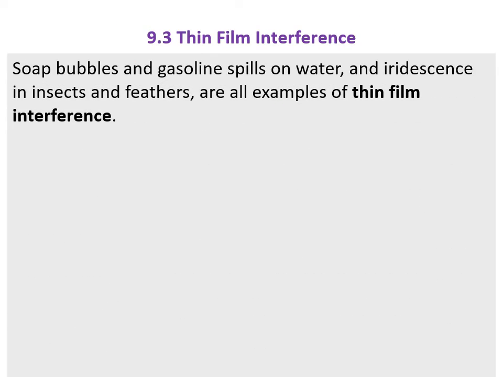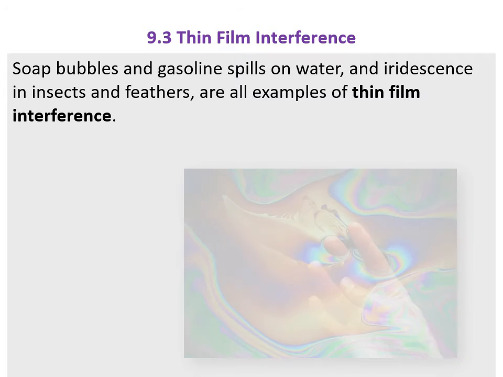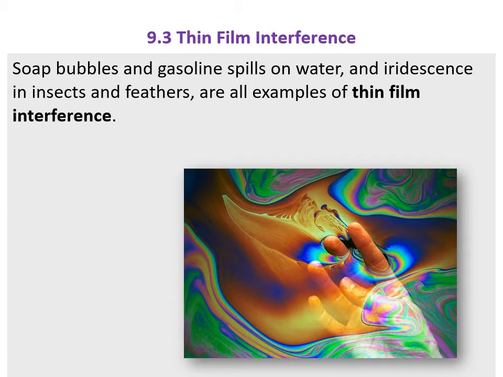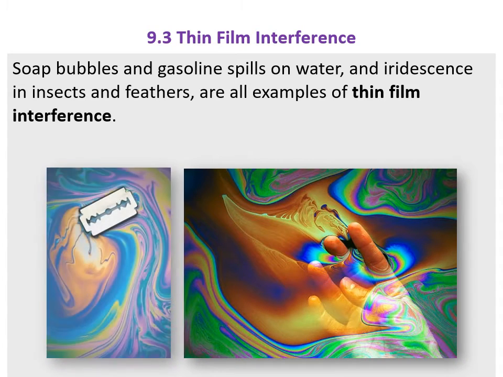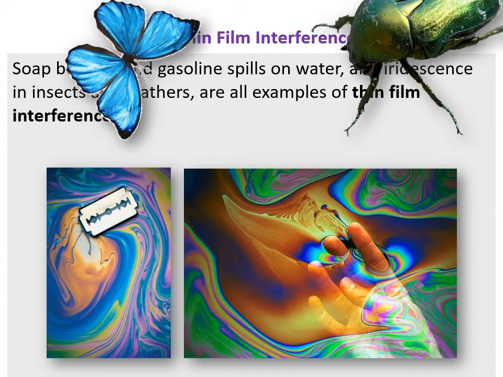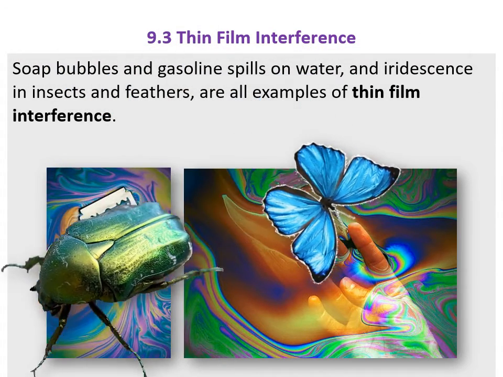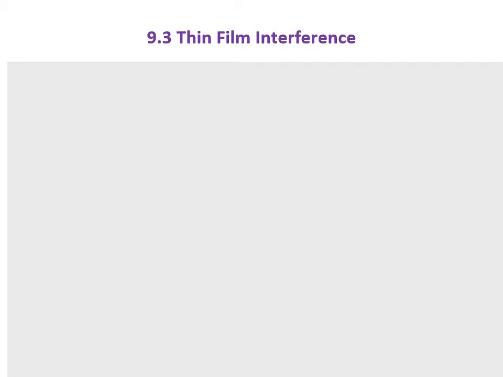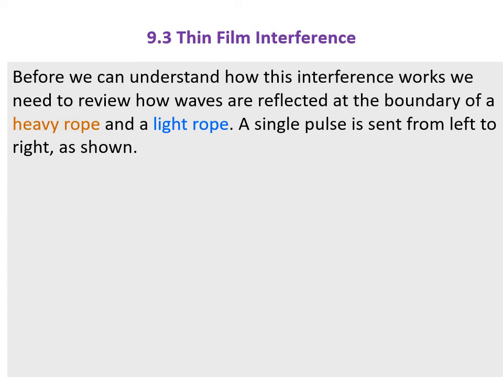So what is thin film interference? You have seen it before: soap bubbles, gasoline spills on water, iridescence in insects and feathers are all examples of thin film interference, that pretty rainbow pattern that you see. So before we can understand this interference, we need to understand how this interference works. And to do that, we need to see what happens to waves that reflect at a boundary.